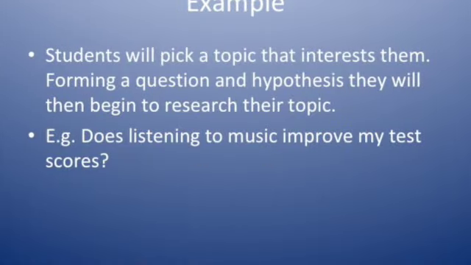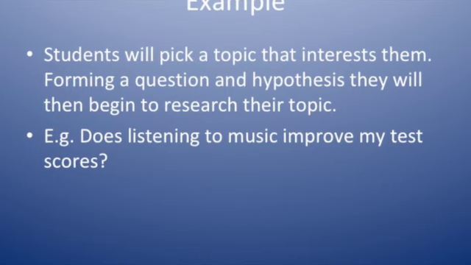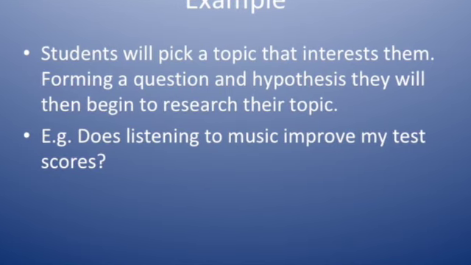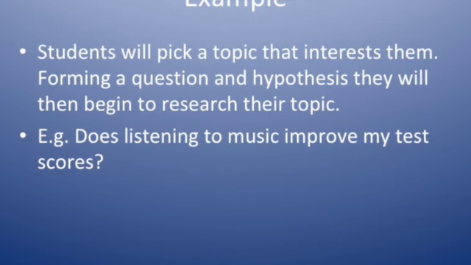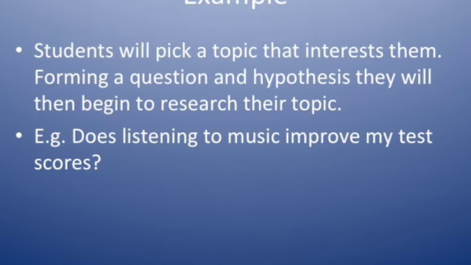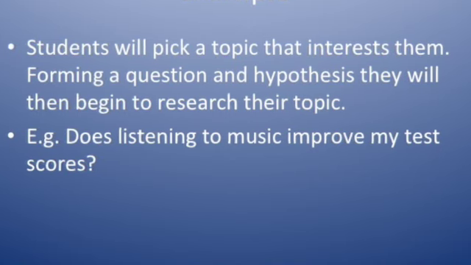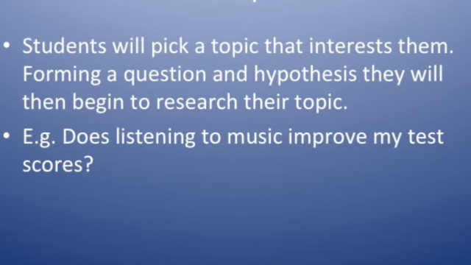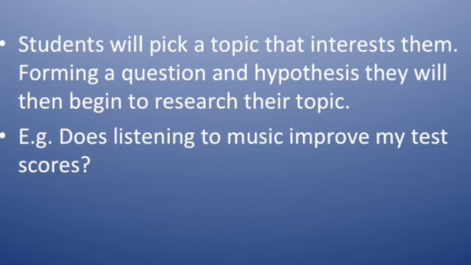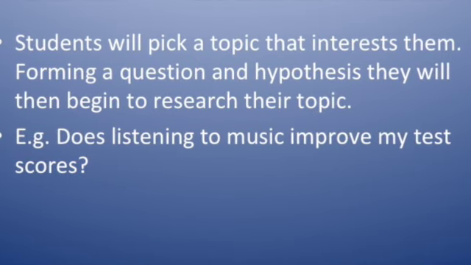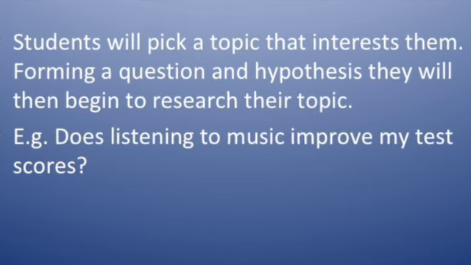Your example of this: students will always pick a topic that interests them. Form a question and a hypothesis so that they will begin to research their topic. Does listening improve my test scores? Ask them to think of their own question in what it is that they want to research and what the hypothesis is and what their research finally gives them.